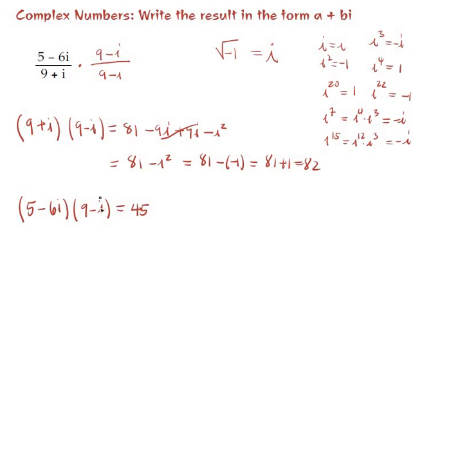Then 5 times i is 5i. 6i times 9 is -54i. And -6i times i is positive 6 i squared.